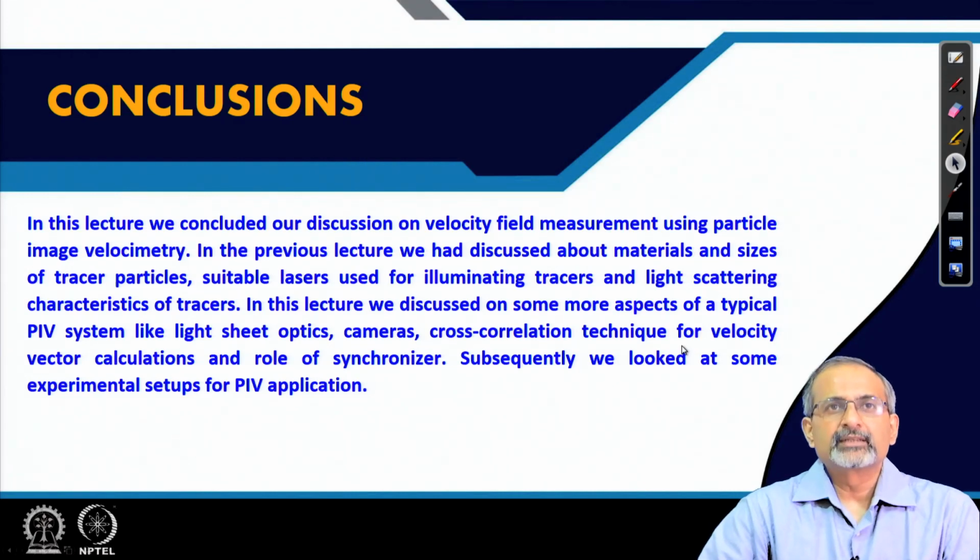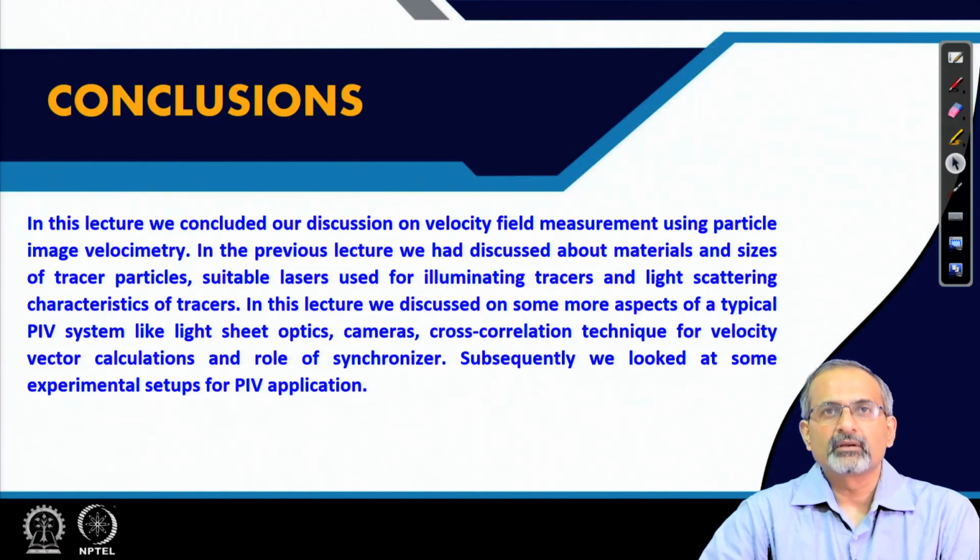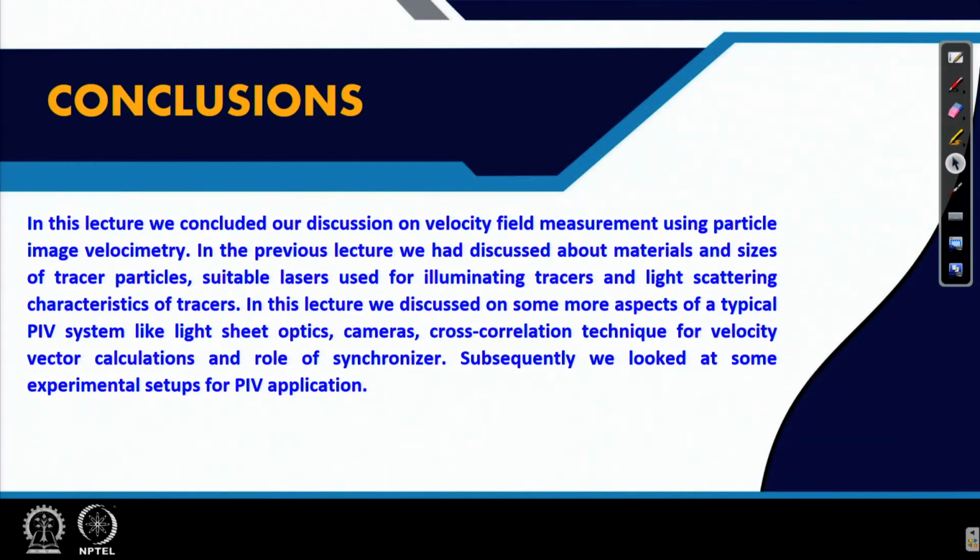So, with this lecture we have come to the end of the discussion on particle image velocimetry for measurement of velocity field. In the previous lecture we discussed materials and sizes of tracer particles, suitable lasers used for illuminating tracers, and light scattering characteristics of tracers. In this lecture we discussed some more aspects of a typical PIV system like light sheet optics, cameras, cross correlation technique for velocity vector calculations, and the role of synchronizer. Subsequently, we looked at some experimental setups for PIV application.